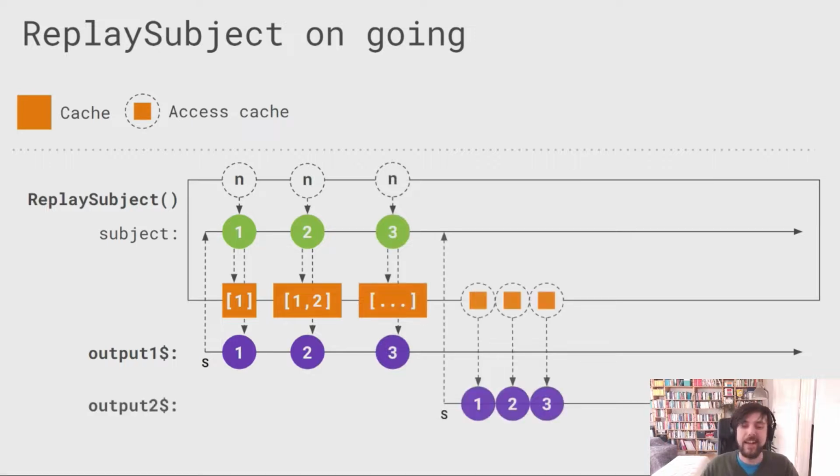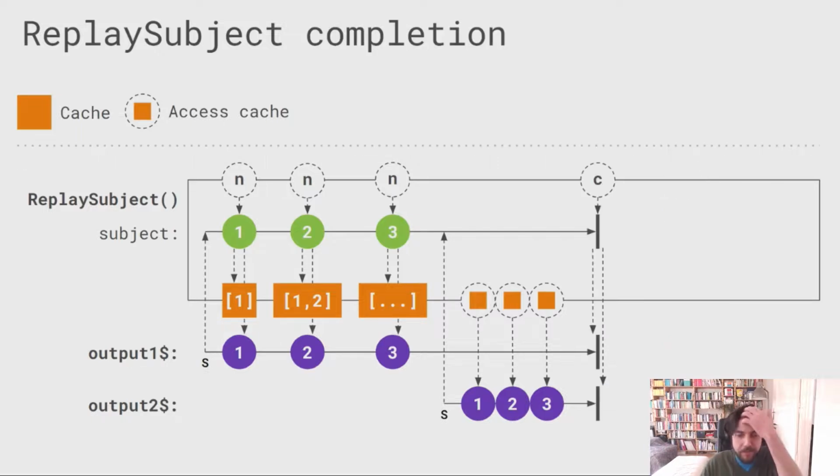And then I have a new subscriber, and this new subscriber will get re-emitted all the cached values in order. 1, 2, 3. And after the re-emission is done, a next value can occur, and I will receive this next value, and the next value is again cached. Of course, a replay subject can also complete.